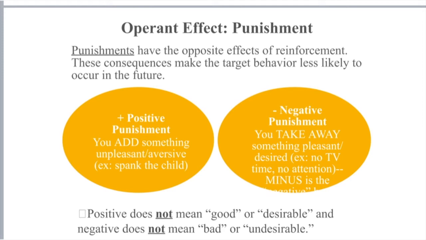Negative is kind of like a double negative here, a negative punishment, right? You take away something desired or pleasant, minus is the negative here. So this is kind of counterintuitive. Go back to the example of you coming home after curfew and your parents take away your car keys and say you can't drive anymore. We're taking away your ability to drive to lessen the chance that you are going to come home late. I want you to come home late less, so I'm going to say you can't drive until you start coming home on time, mister, right? So that would be another example of a negative punishment, right?